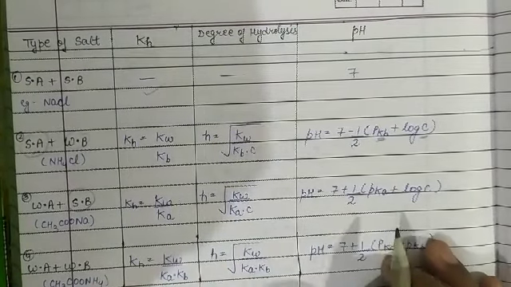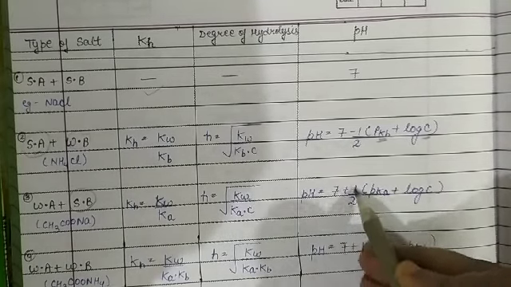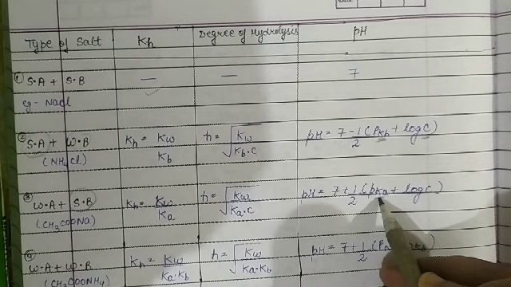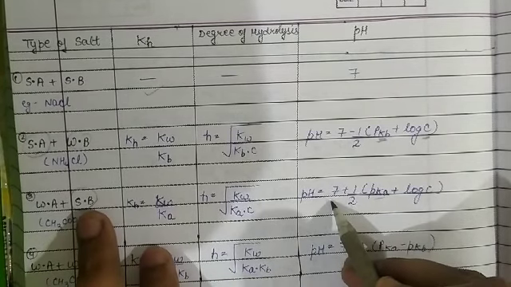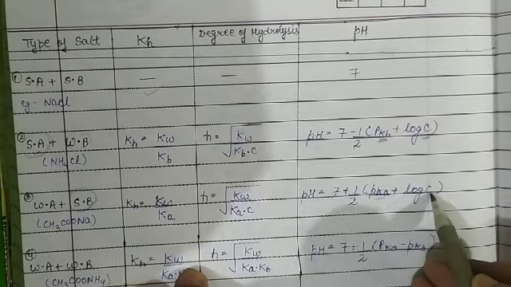Now as in this case the strong part is base, therefore pH must be more than 7. So pH will be equal to 7 plus half of the weak part, because a strong base, therefore pH must be more than 7, and the weak part is acid, therefore 7 plus half of pKa plus log C.